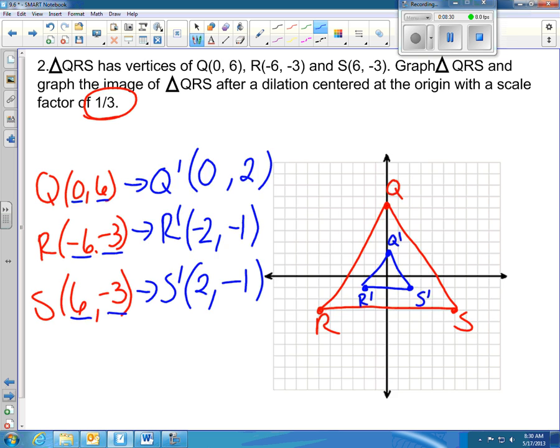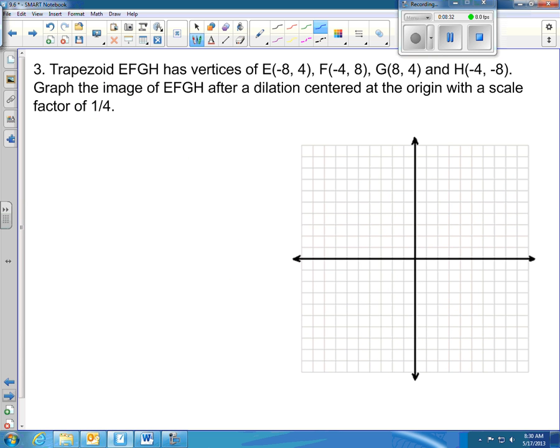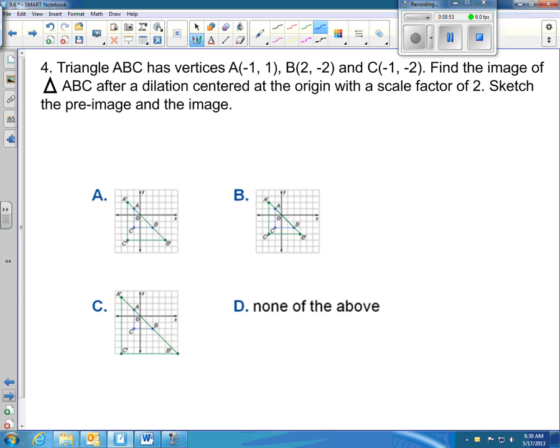so you know that. Looking at number 3, the trapezoid EFGH has vertices as given, and graph the image after the dilation with a scale factor of 1/4. So think about if it is a scale factor of 1/4, is it going to be bigger or smaller? And I'm actually going to let you guys do that one all on your own, and we're going to just touch base on that last problem here.